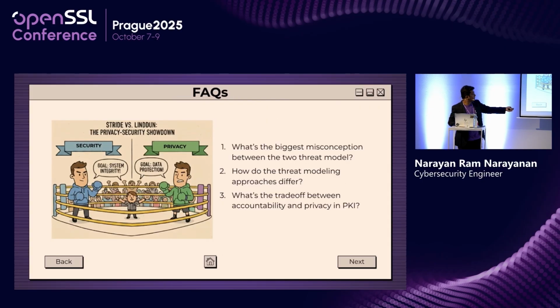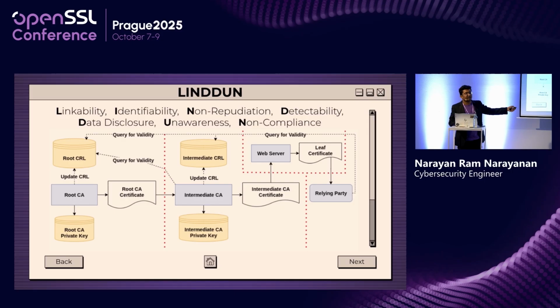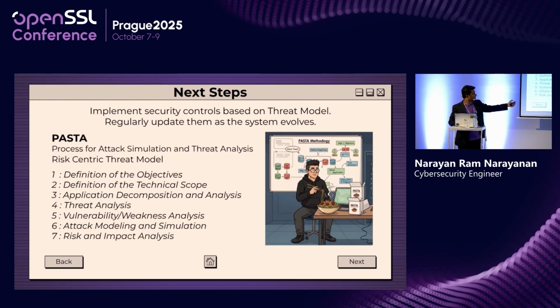Let's take this diagram for example. We mentioned that an attacker can spoof, like a relying party can spoof to be an intermediate CA. So in PASTA threat modeling, we'll be analyzing just that. How can the attacker spoof? What mitigations can there be? So let's take that example right now.